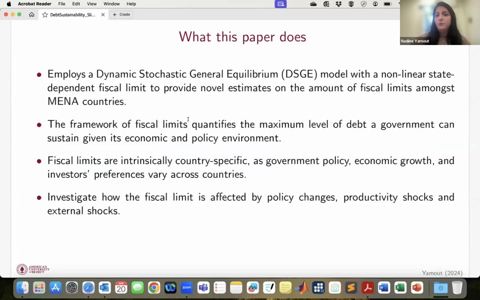So the purpose of this paper is to develop a stochastic general equilibrium model, which incorporates a nonlinear state-dependent fiscal limit and to provide estimates on fiscal limits for these countries. Within this framework, the fiscal limit is defined as the maximum level of government debt that an economy could sustain, and these fiscal limits are country-specific. So I'll go country by country, studying their government policy, economic growth, and investors' preferences, and calibrating the model to the countries individually to arrive at their fiscal limit.